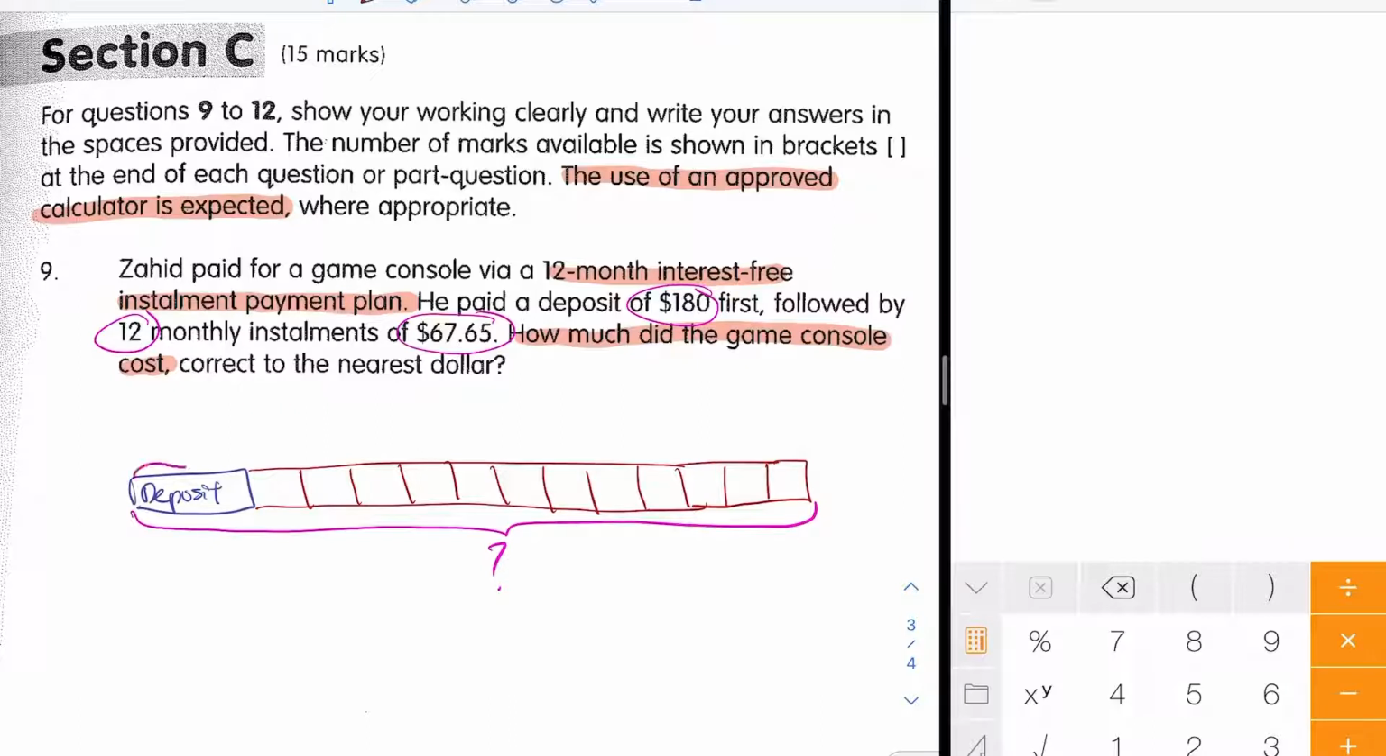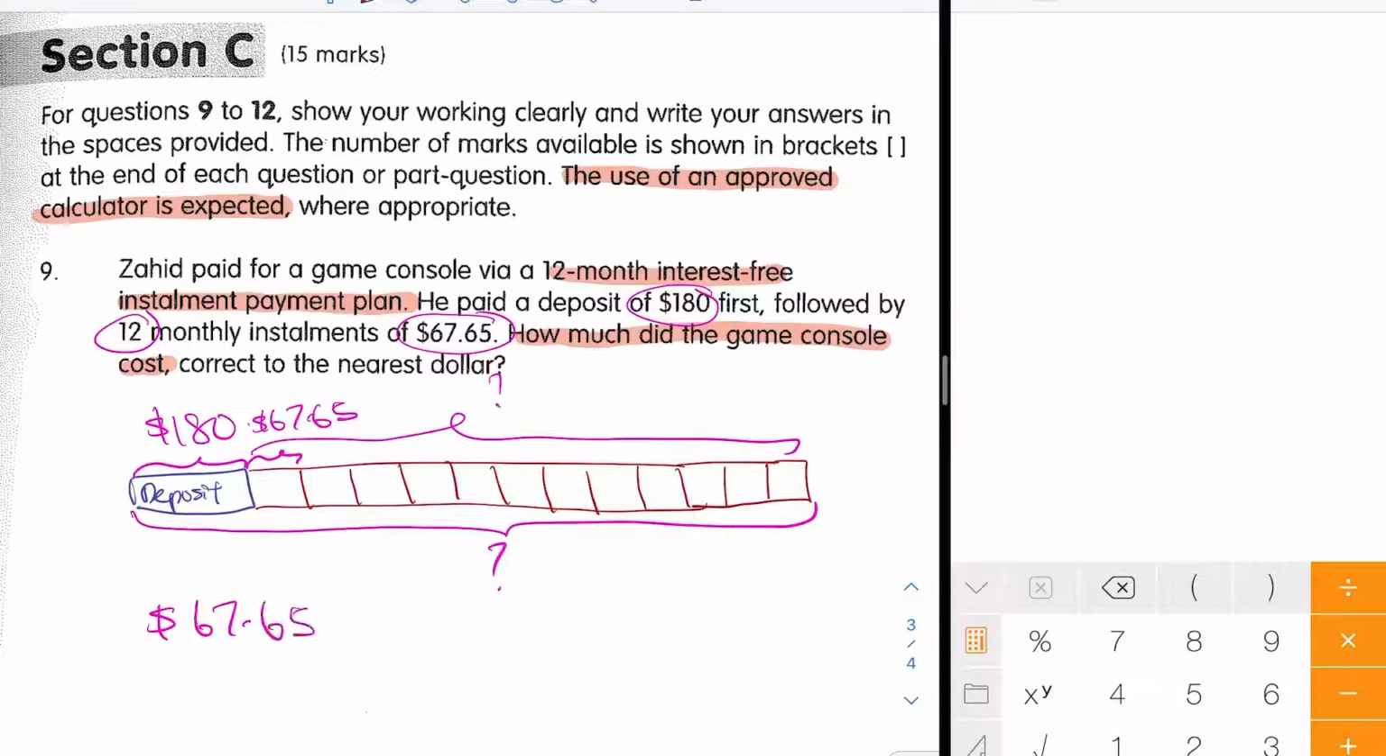So first, he will pay a deposit, a down payment of $180. Then for the next 12 months, he's going to pay $67.65 each month for 12 months until it's been paid off in full. Okay, so you probably see where I'm going. You need to find out how much he pays in 12 months in total, then add to the $180. So first, we will take $67.65 times 12.